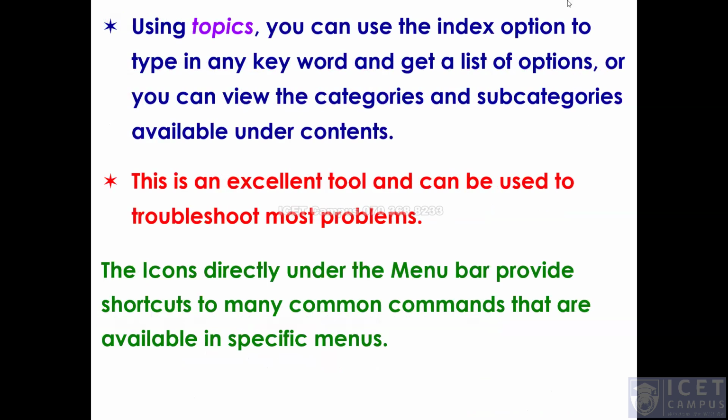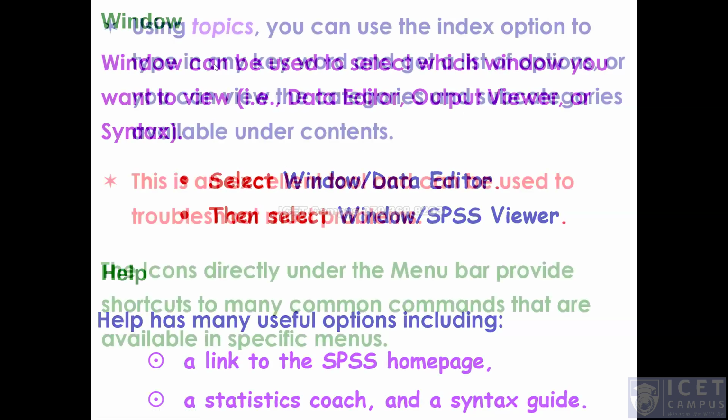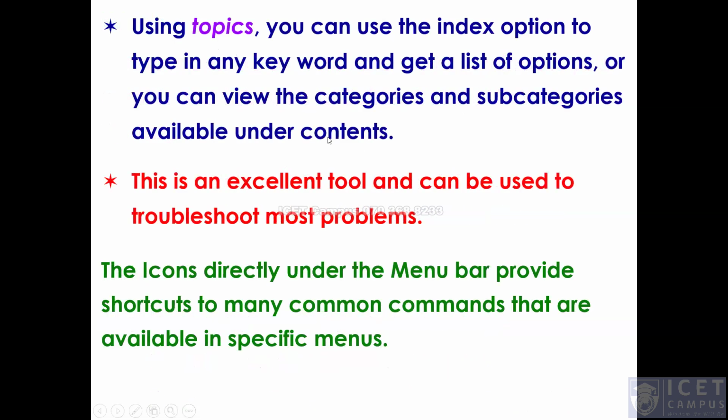Using topics, you can use index options to type in any keyword and get a list of options. You can view the categories, subcategories. So in here it's mentioned how we can use the help option, right? If you use the topics, we can see, or we can type and see. This is an excellent tool and it can be used to troubleshoot most of the problems. So if you have any problem, you can use the help menus, then you can find the solutions for those problems.